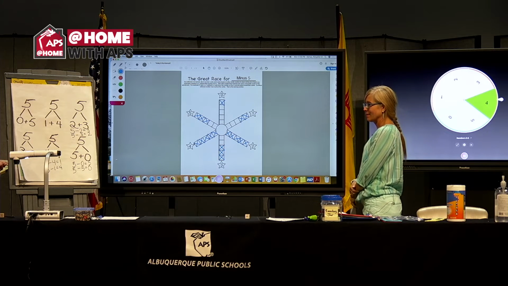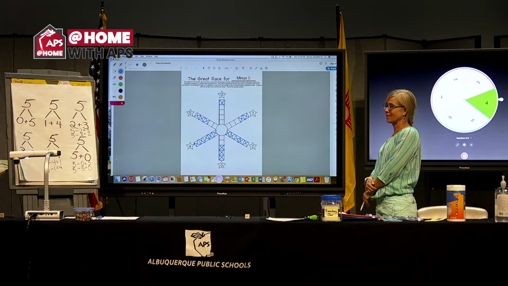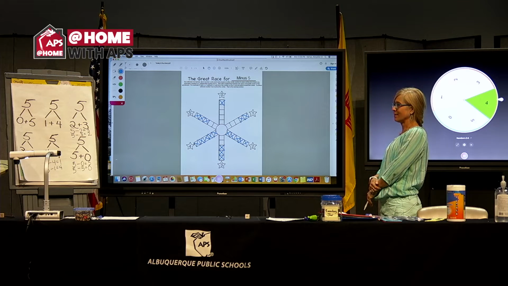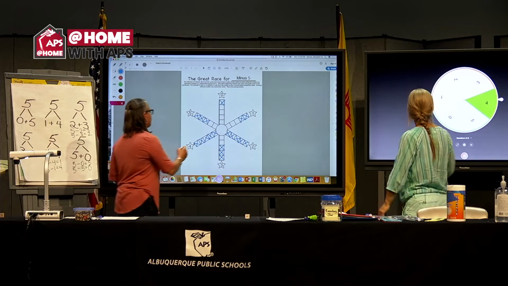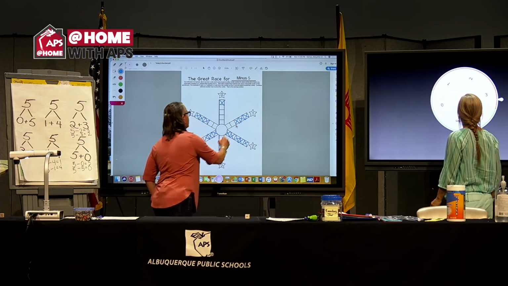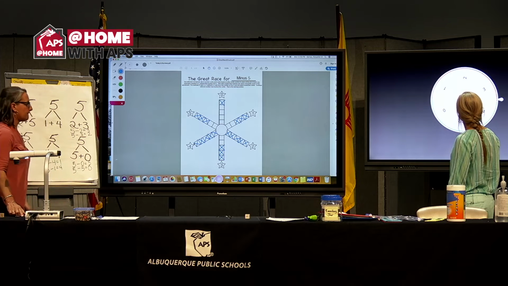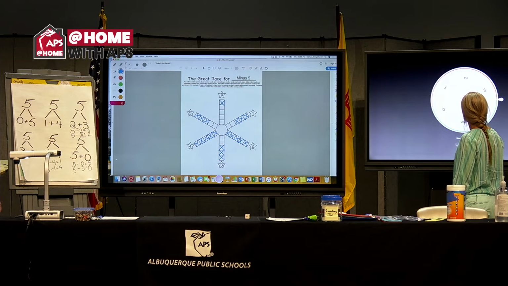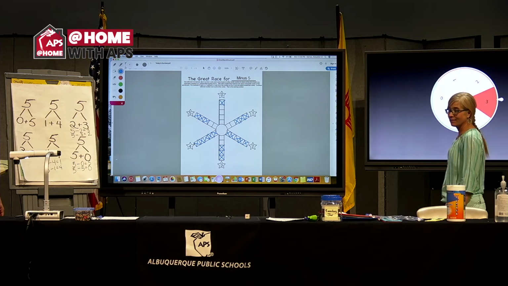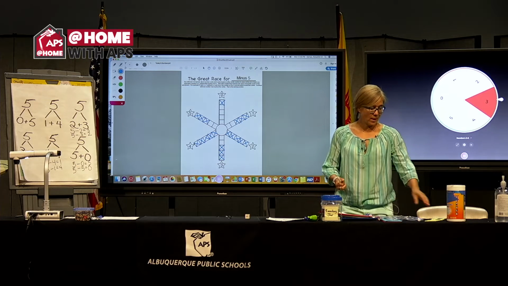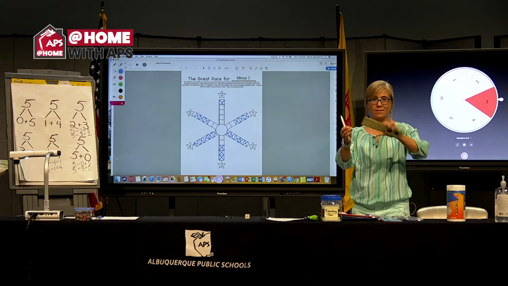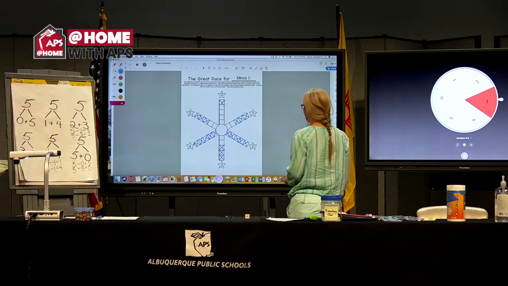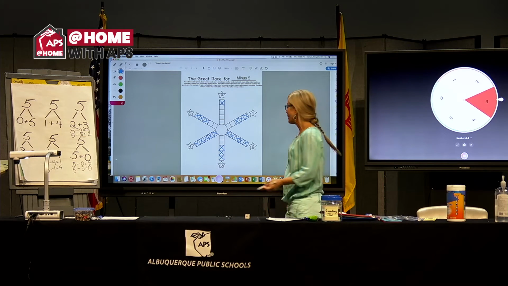So I rolled a 4. So if I have 5 and I take 4 away, that's a lot. I just have the 1 left. Okay. Big spin. If I have 5 and I take away 3, what do I have left? 2. 2 is the winning number.